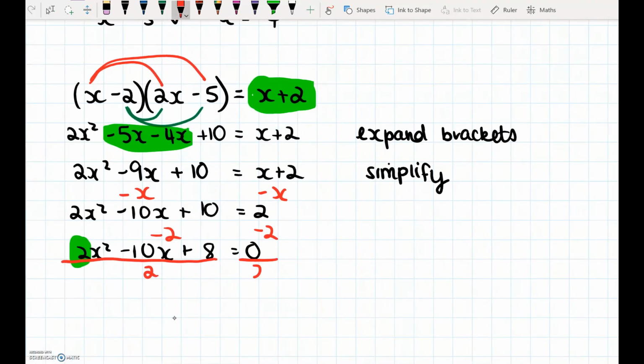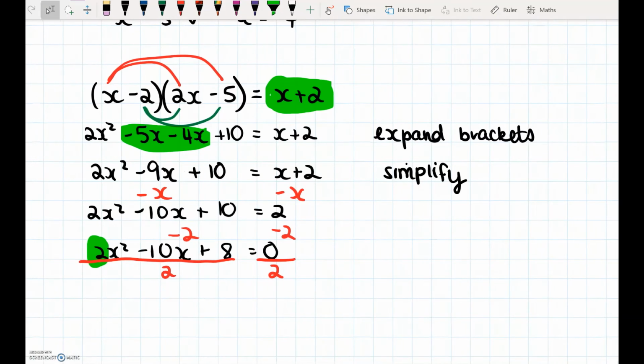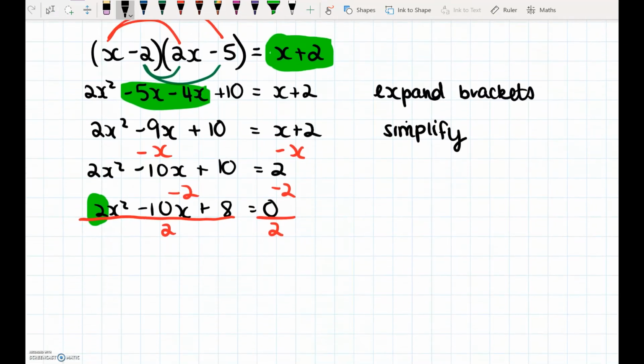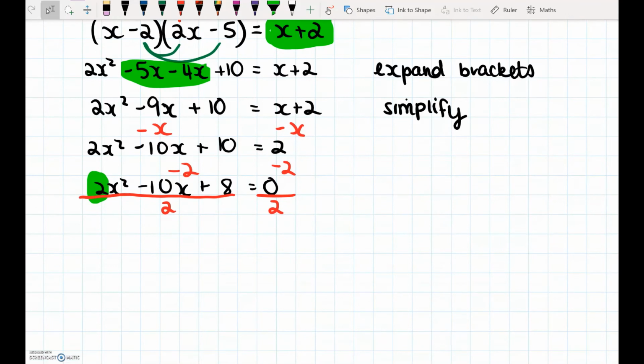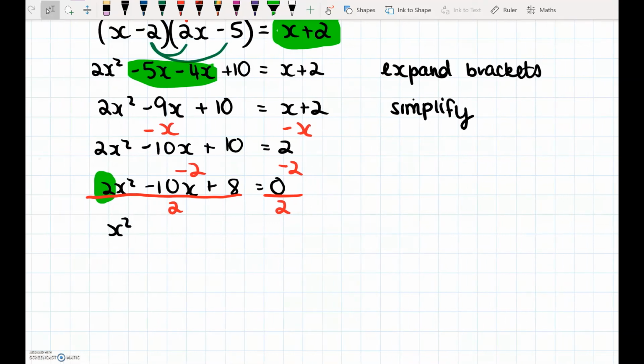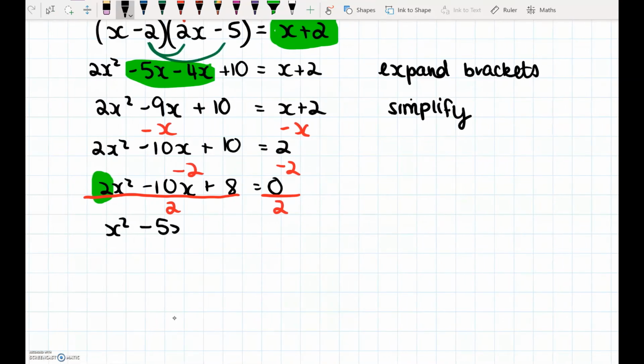We're also going to divide the 0 by 2. All right, this is, as I said, a hard question, but if you can handle this, you'll be fine. Okay, so 2x squared divided by 2 gives us x squared. 10x divided by 2 gives us minus 5x. And 8 divided by 2 gives us plus 4. 0 divided by 2, it's just 0.